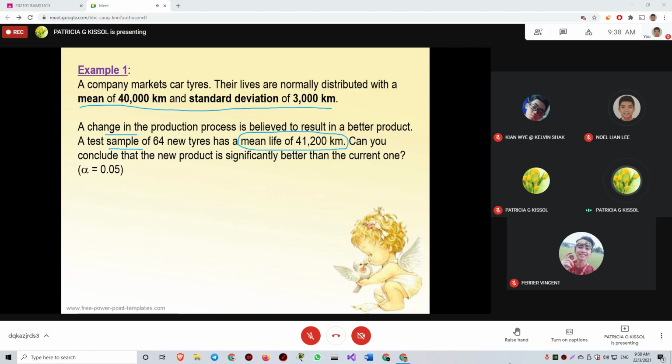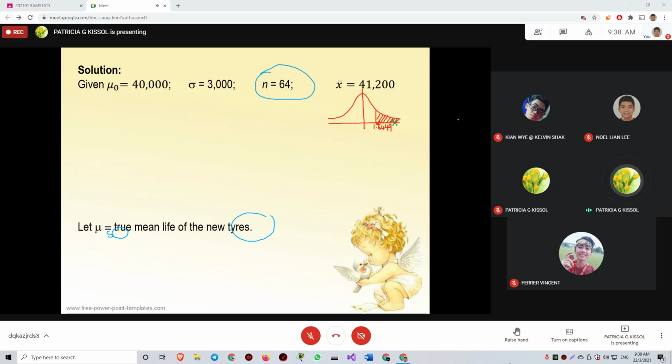The sample standard deviation is not given, so we use the population one. All right. Okay. I hope it's clear already.